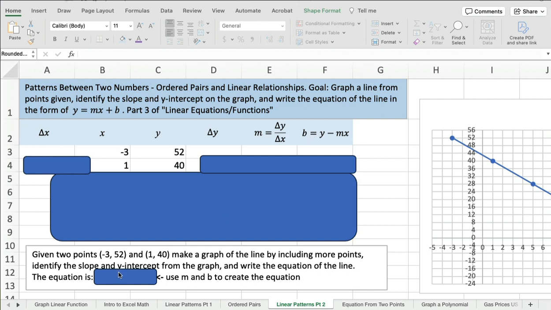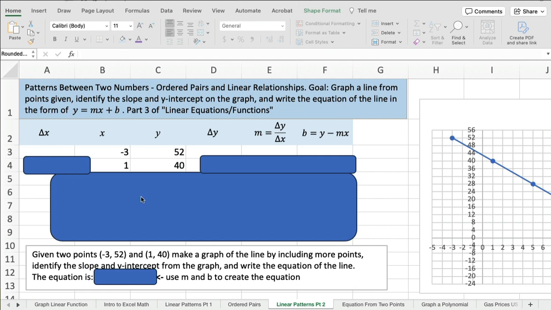And then we're also going to write the equation of the line in the form of y equals mx plus b. So before you continue, I would like you to take these 2 points. Sorry, the first point is -3 comma 52. And the second point is the point 1 comma 40. You can actually see them here.